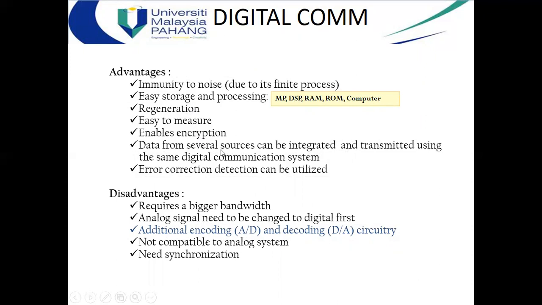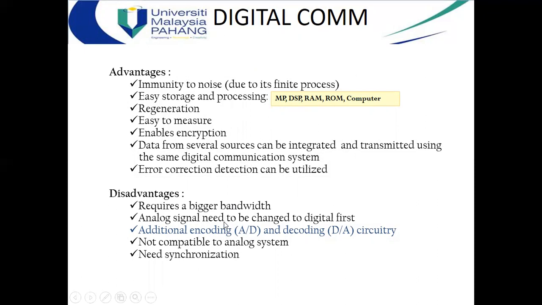Data from several sources can be integrated and transmitted in terms of multiplexing, using the same communication channel. And error correction and detection can be utilized at the receiver side. Whereas a disadvantage is that the bandwidth requirement is a bit bigger.